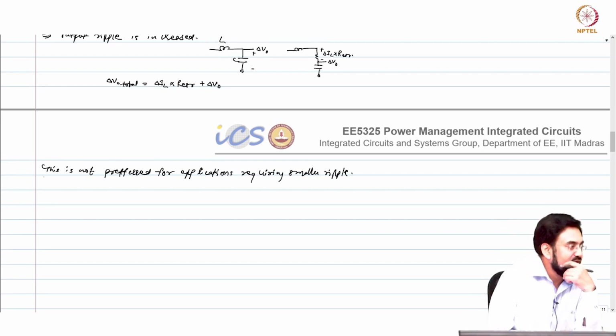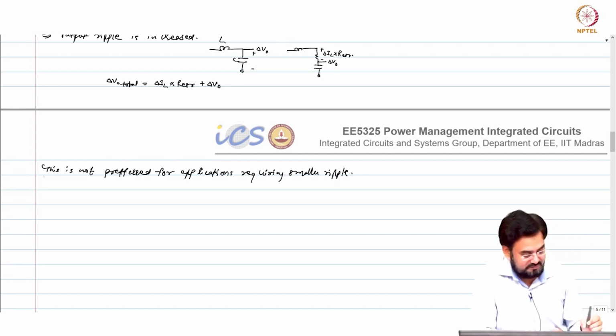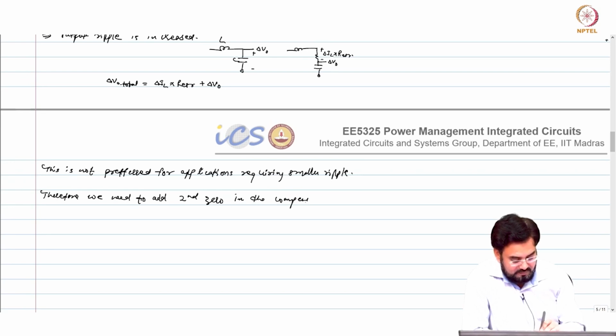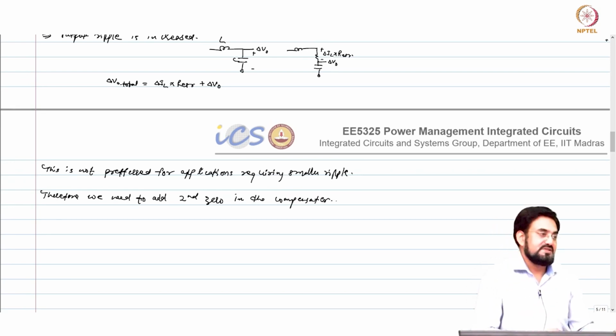So what do we need to do? We need to have this zero introduced somewhere else, but not in the output cap. Therefore, we need to add an additional zero, or I'll call it a second zero, in the compensator. Okay.